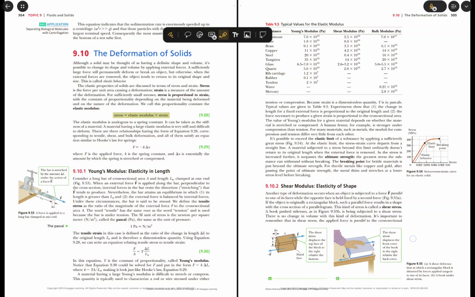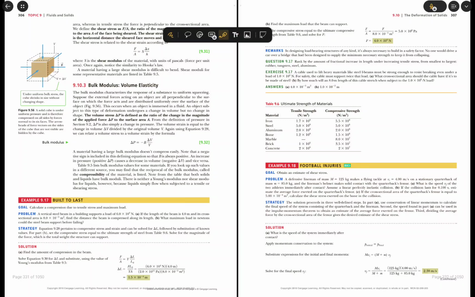In the case of the second one, which is changing of the area, we have noticed that the term stress is also applied over here, but the name is a little bit different. We call it shear stress.